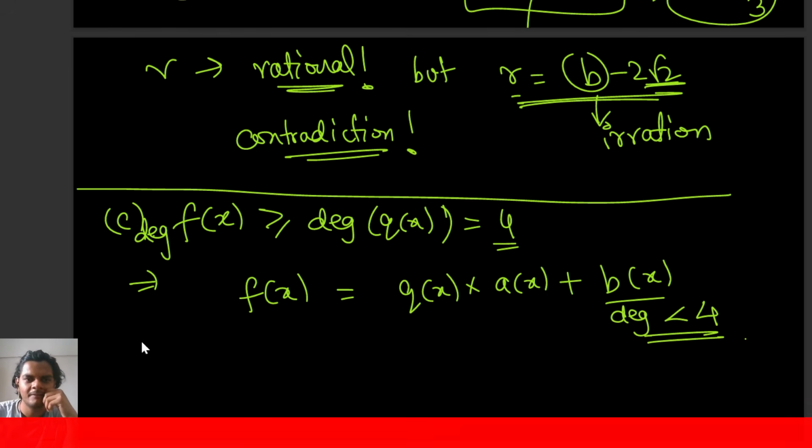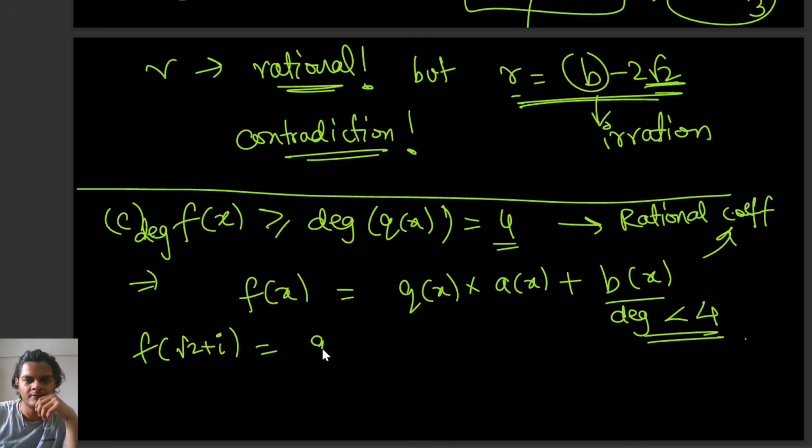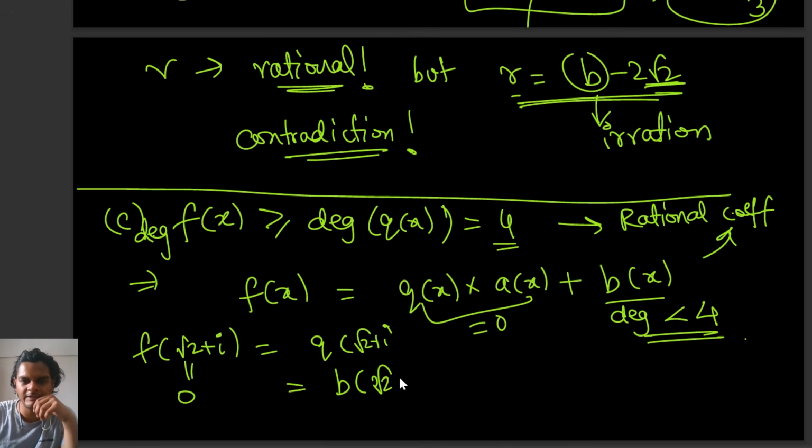Where degree of b is strictly less than 4, right? Obviously. And all are rational coefficients. But if you take root 2 plus i, you will get f is 0, q of root 2 plus i is 0, and this is also 0. But 0 is equal to what? b of root 2 plus i.